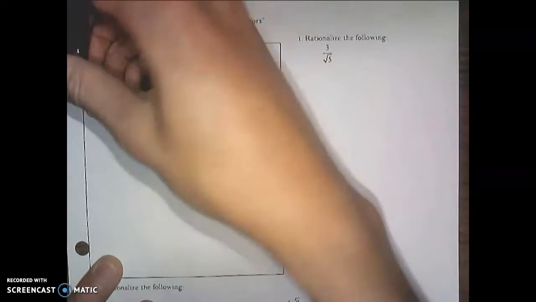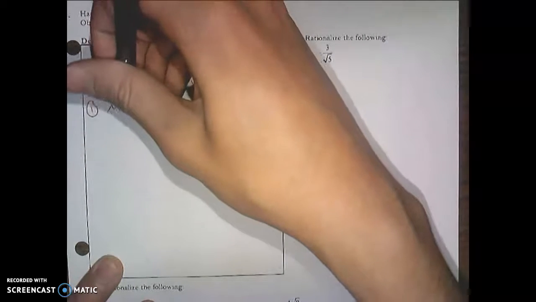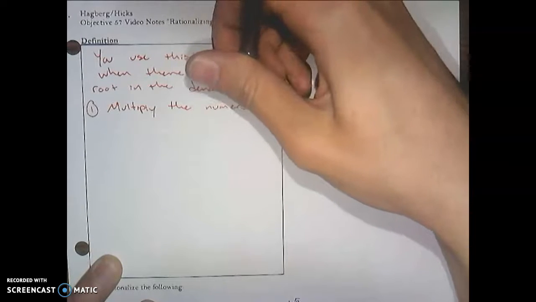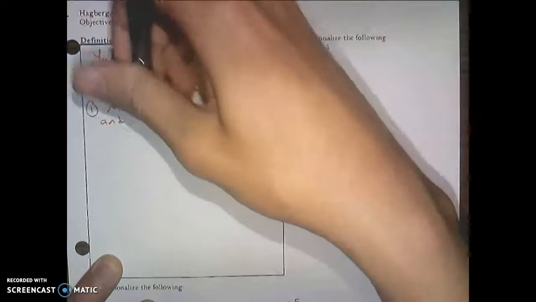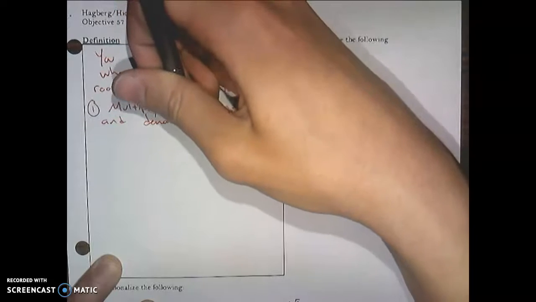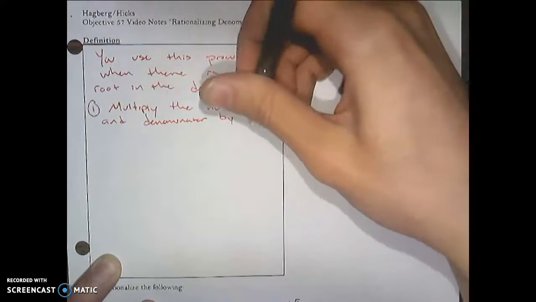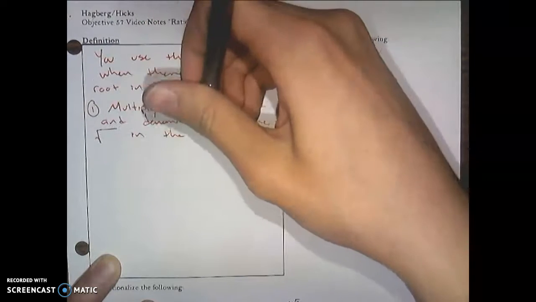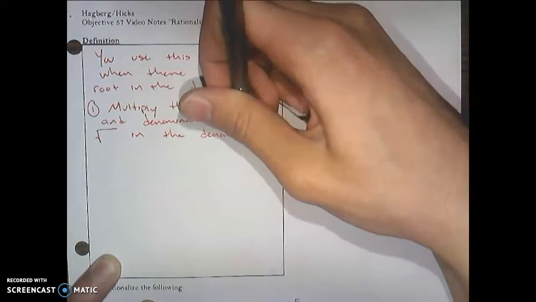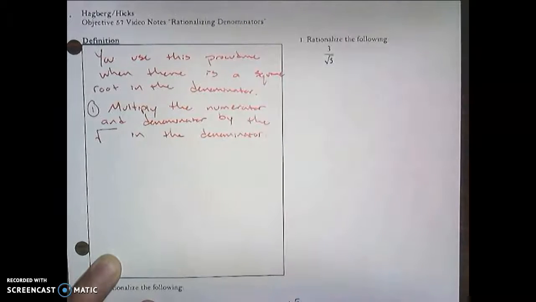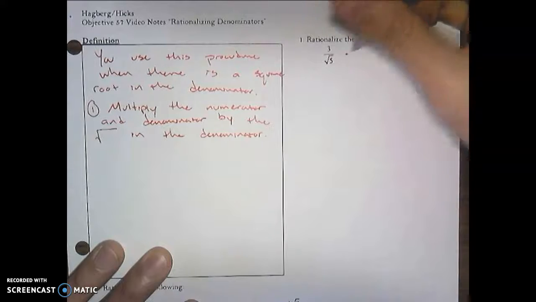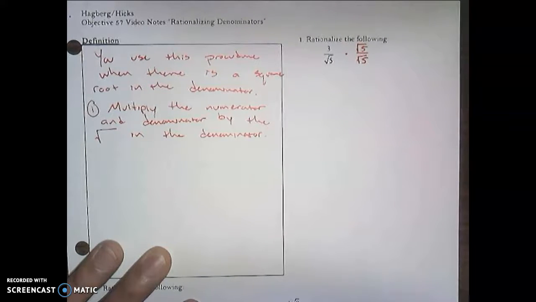Step 1 is that we multiply the numerator and denominator by the square root in the denominator. So looking at this one here, what's our square root in the denominator? We've got a square root of 5. So we're going to multiply the numerator and the denominator by the square root of 5. So we have the square root of 5 times the square root of 5.